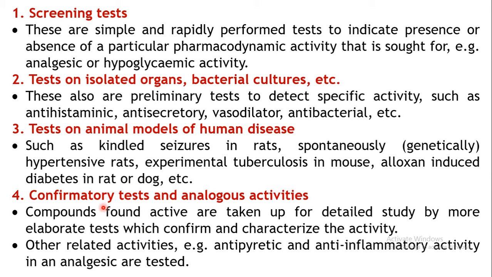Then next is the confirmatory tests and analogous activities. Supposing you know that a compound is effective against a particular pathological condition, and you know the pathology of that disease in detail, if certain additional properties can confirm that activity, those tests are also done. Say for example, when you know your drug has analgesic property, it is tested for antipyretic and anti-inflammatory activity also. So it confirms the activity of that particular drug.